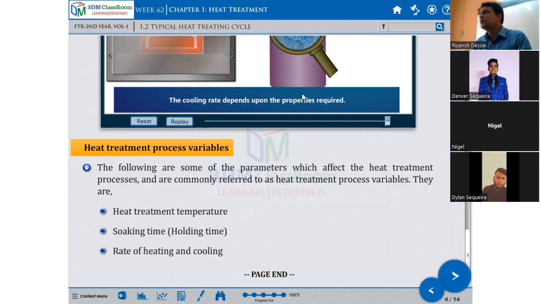Homogeneous means it has to be throughout the same, equally heated, not melted on one side and hard on the other. To get that type of structure, you have to hold at the temperature. That is soaking. Once it's over, you allow it to cool. Quick cooling or slow cooling depends on the rate of cooling you require. So heat treatment depends on soaking time, holding time, and rate of heating and cooling.